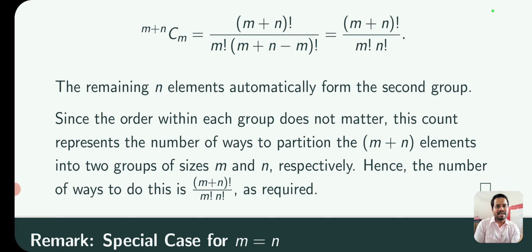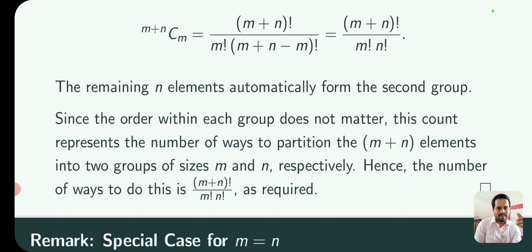This count represents the number of ways to partition the m plus n elements into two groups of sizes m and n respectively. Hence the number of ways to do this is (m plus n) factorial divided by m factorial times n factorial. And so this is your required result for the theorem. So the proof of this theorem is complete.